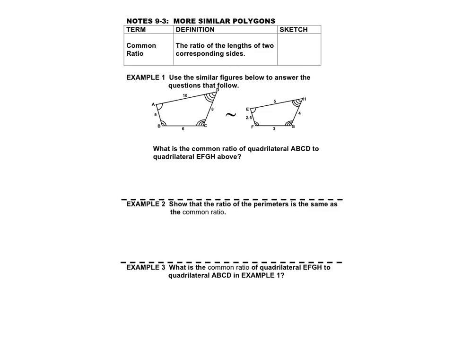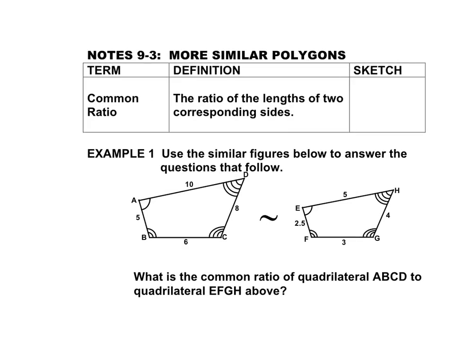All right, guys, so we're going to continue what we talked about in 9.2 today. We're going to talk more about similar polygons. Today's a little more complex because we're going to have to set up a lot of ratios, but overall the work is easy if you do the setups right. So we're going to talk about a common ratio.